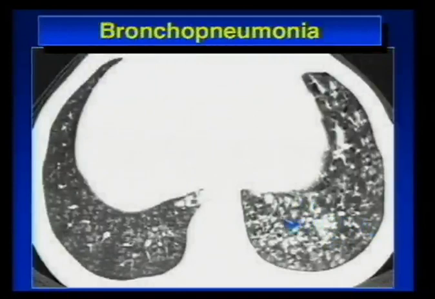How about this one with tree in bud infection, tree in bud pattern? This is bronchopneumonia. So it's very important to be able to identify centrilobular versus random versus peri-lymphatic nodule distributions. And if you see tree in bud, that is infection, bronchopneumonia, MAC, TB.